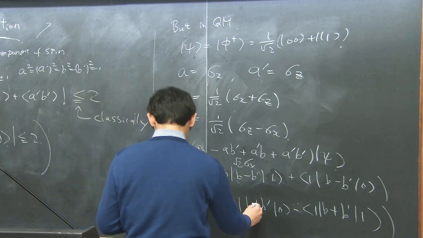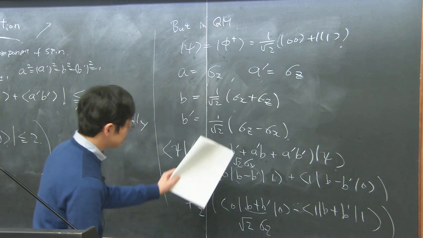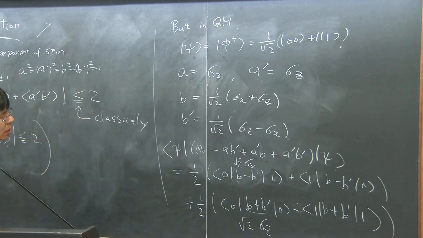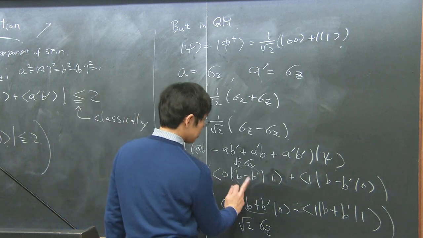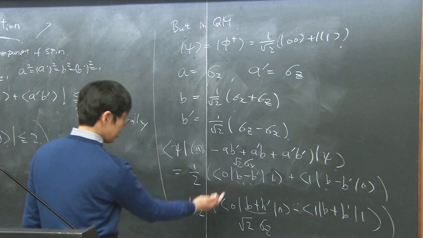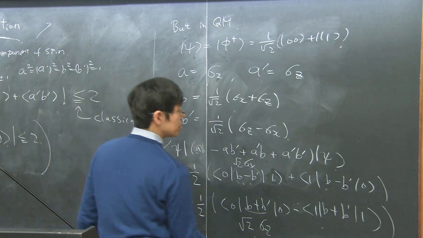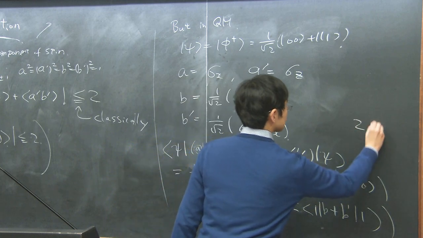And this guy is square root 2 sigma z. So the square root appears because of this definition. And this contributes the same, just 1, 1, but times square root 2. So we get square root 2 here. In a similar way, we have 2 times, cancel half of 2. So in the end, this goes to 2 square root 2.